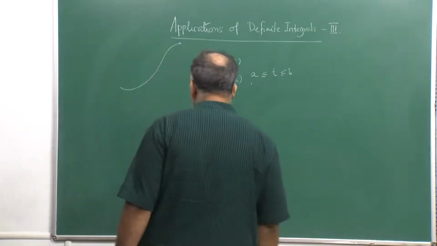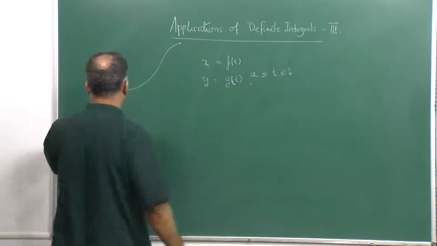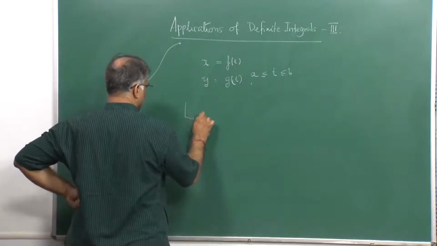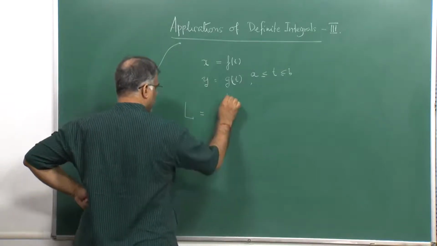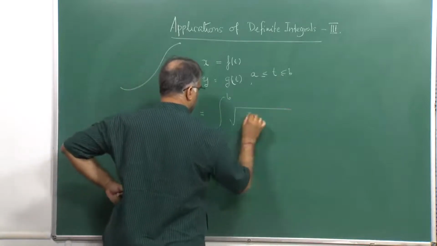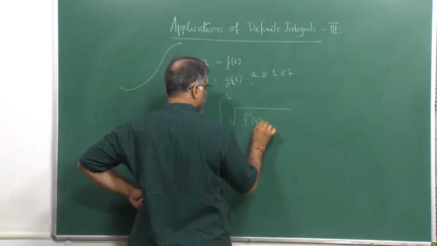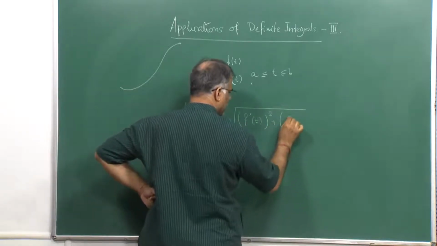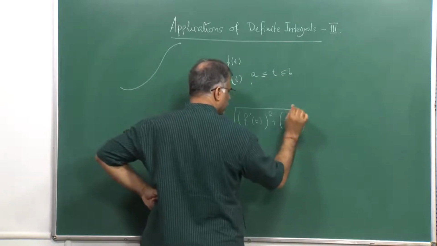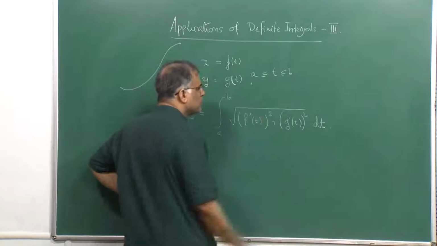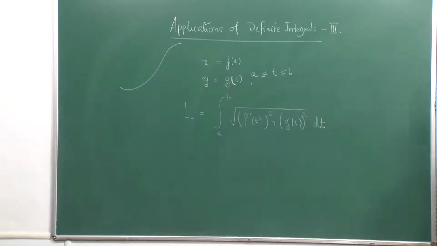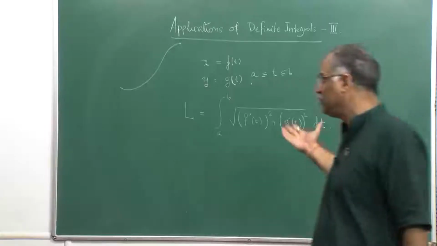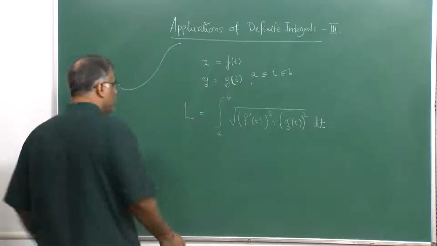Now, the length of the curve is actually given as an integral from A to B of the root over f dash t whole square plus g dash t whole square. This is what we had also tried to prove. So, our aim here is now to show you some applications, how to actually use this, whether by using this we get results which you already know. So, that verifies the usefulness of this formula.